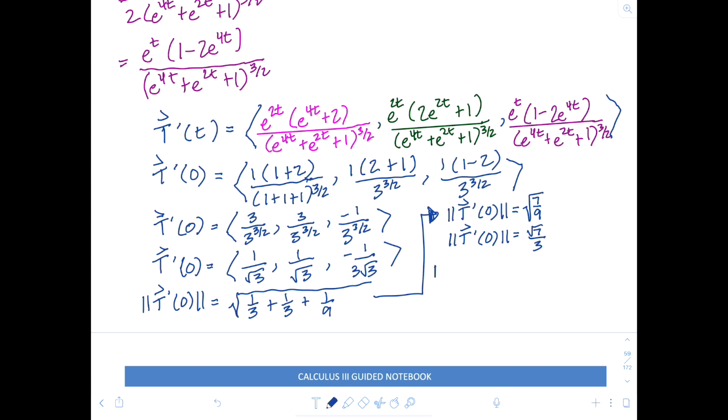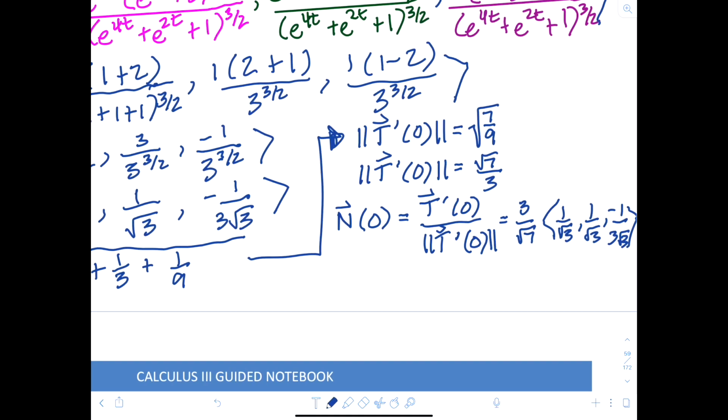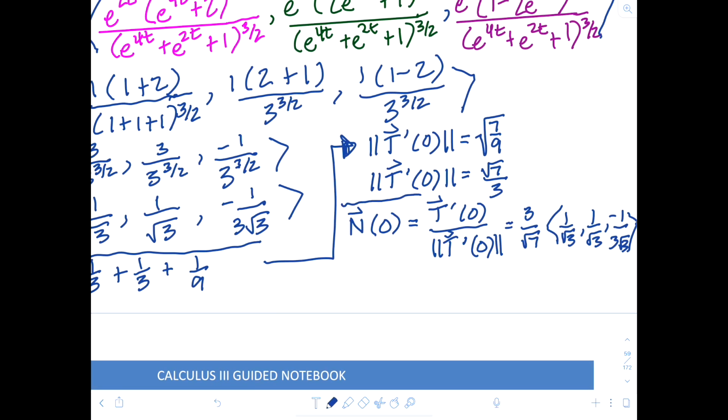And that gives us that N at 0 will be the vector T prime at 0 over the magnitude of T prime at 0, which is 3 over root 7, I'm inverting and multiplying, times 1 over root 3, 1 over root 3, and then negative 1 over 3 root 3. And so here we go, I'll magnify it for you. So this here is this guy.